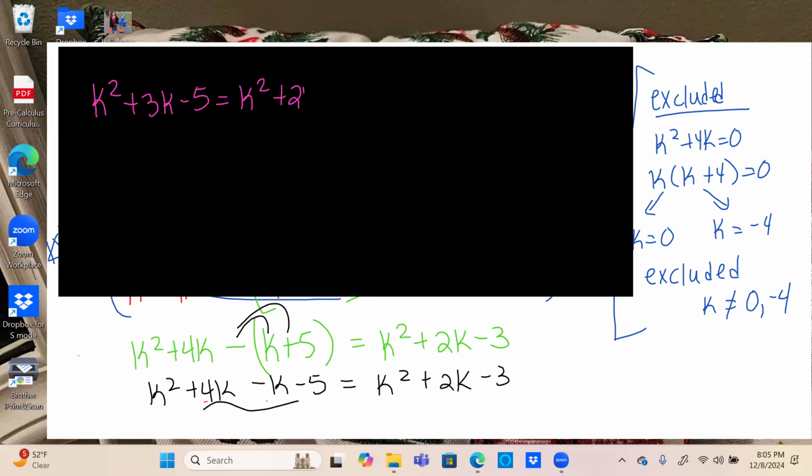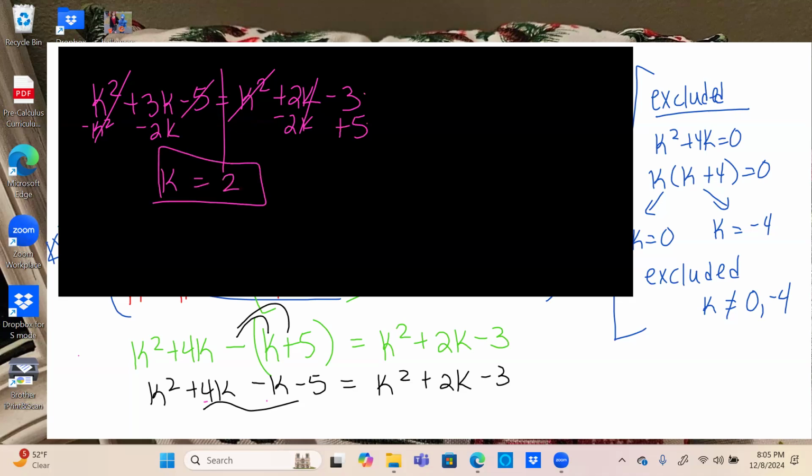And now we can finally get to solving. I'm going to minus k squared, so that'll cancel. I'm going to minus 2k, so 3k minus 2k is just k. I'm going to add 5. -3 plus 5 is 2. And is that excluded? No. You're good. So again, the biggest mistake I see is not distributing that negative.